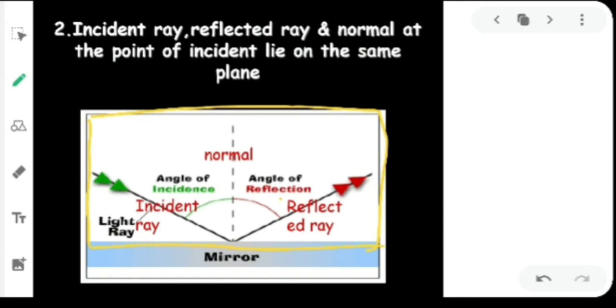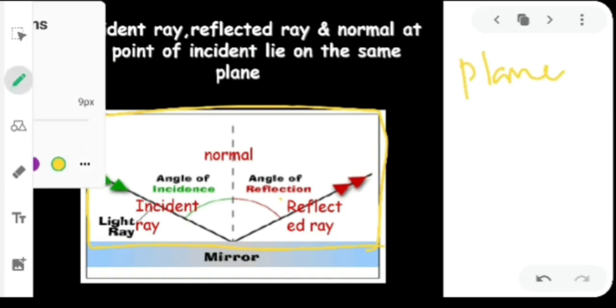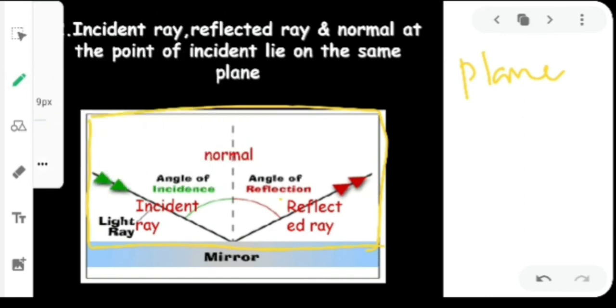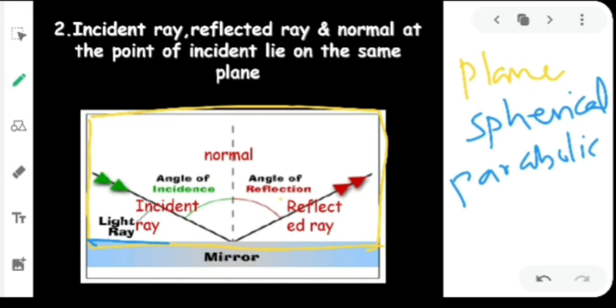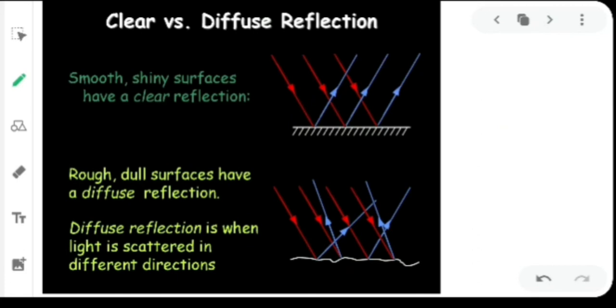Let us call them: this is applicable for plane mirrors. Also, this is applicable for spherical mirrors, which we will learn in the next upcoming topic. And it is also applicable to parabolic mirrors. But now this reflection occurs based on the surface. See, this is our plane mirror. It has a very plane surface. But if the surface is diffused, then the reflection occurs differently.